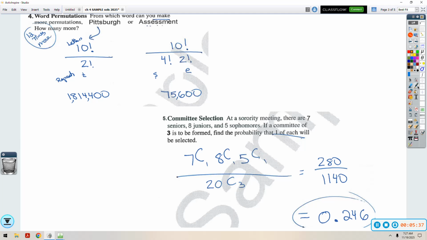Pittsburgh has 10 letters in it. The only pair that you see as repetitious that I see there are the T's, so it's 2 factorial on the denominator. 10 factorial divided by 2 factorial. For the word assessment, I have 4 S's. I have 2 E's. So it's still the 10 factorial on top, that's our total letters, divided by 4 factorial, 2 factorial. And as far as this whole question of how many more business, it's just me saying, I'm not going to ask that, but you're saying, hey, this is 75,600.